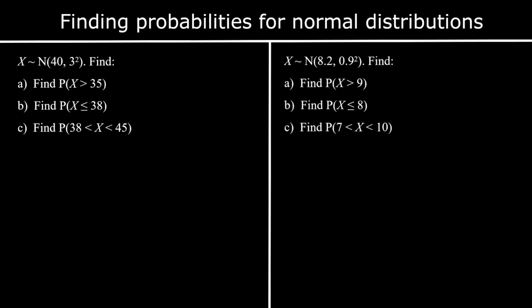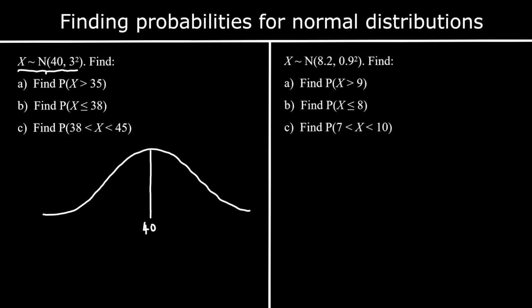In this video, we are going to be finding probabilities for normal distributions. We have x is distributed normally with a mean of 40 and a variance of 3 squared, which means the standard deviation is 3. So remember our normal distribution is like a bell-shaped curve. The mean is in the middle. And most of the data, 99.7% of the data, is within 3 standard deviations, 95% is within 2 standard deviations, and 68% is within 1 standard deviation.